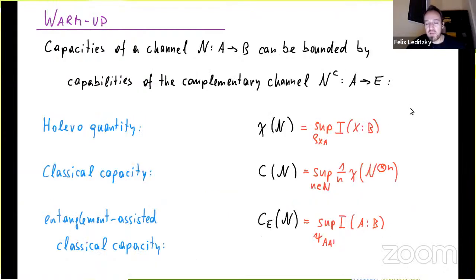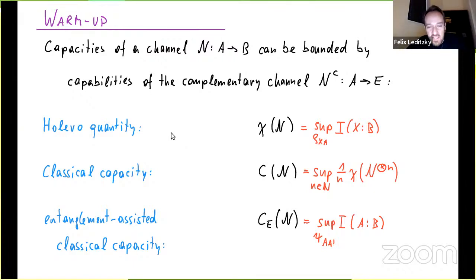Okay, so we have the capacities, and as a warm-up and kind of like the main way of explaining our idea, we want to show how the capacities of a channel can be bounded by the capabilities, from an information theoretic point of view, of the complementary channel. Okay, so the theme of our work is that the complementary channel tells us something about the capacities of the channel. And as the motivating example, I'm actually taking other capacities, the ones that I didn't talk about. I want to be very quick here.